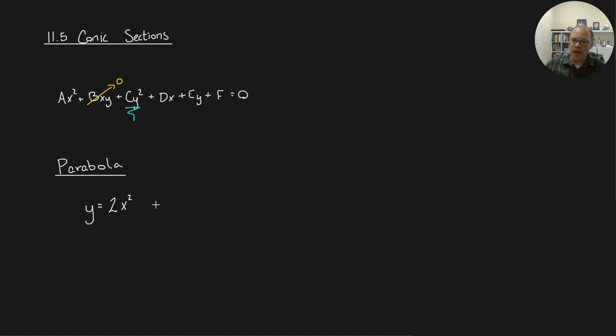Cy squared, gone away. So a parabola only has one of these guys that are squared. The other guy vanishes, right? And then we do have a y term in this example. These guys are 0.